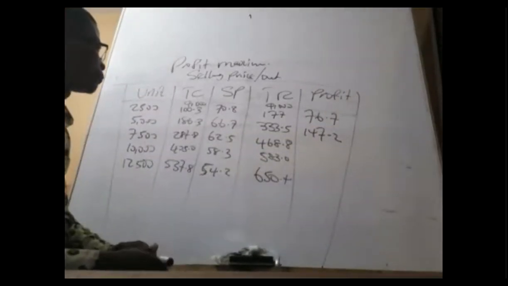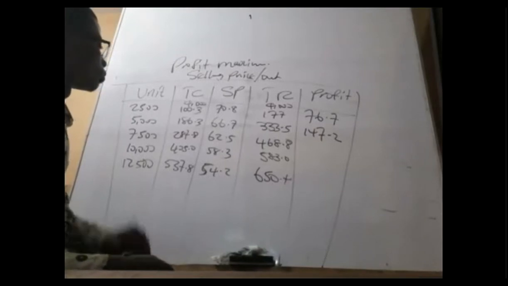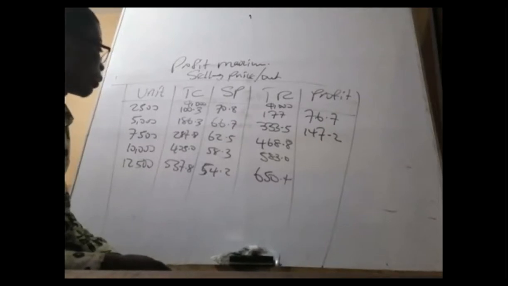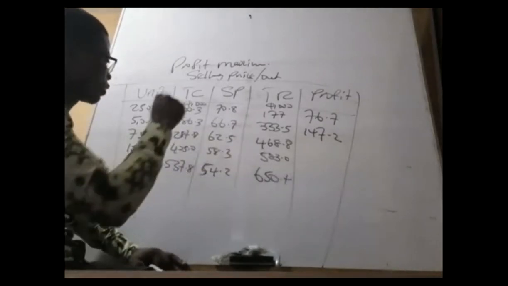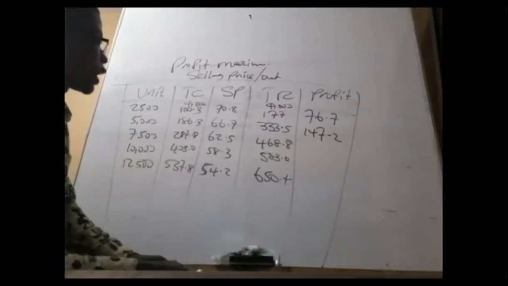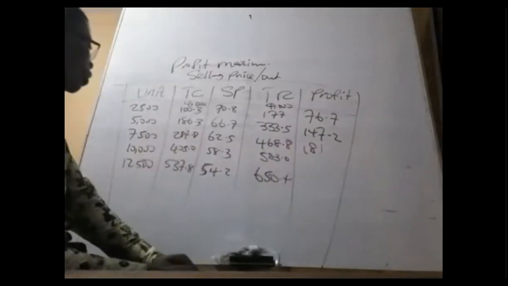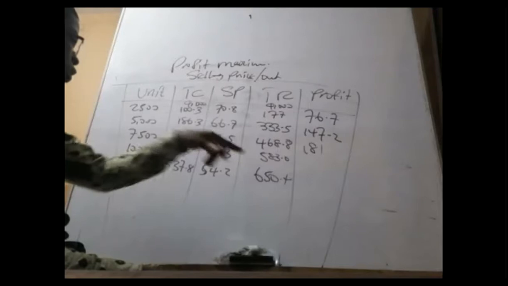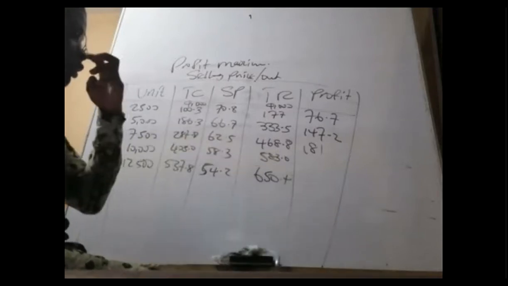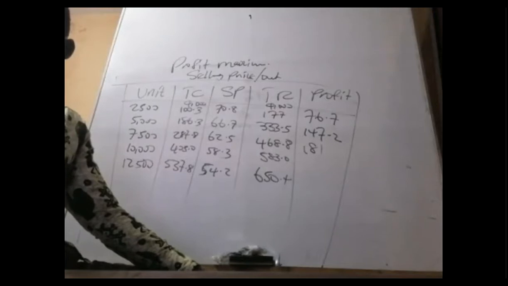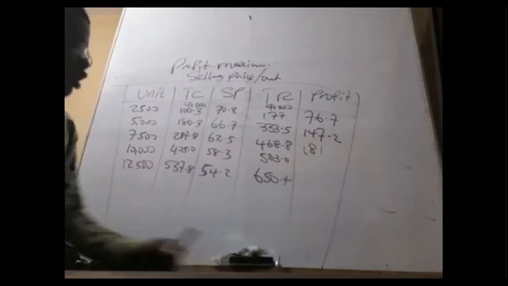Then the next one will be 468.8 minus 287.8, which should give us something like 181. I'll take that. Okay, so 583 minus 405 gives 178, and the last is 158.